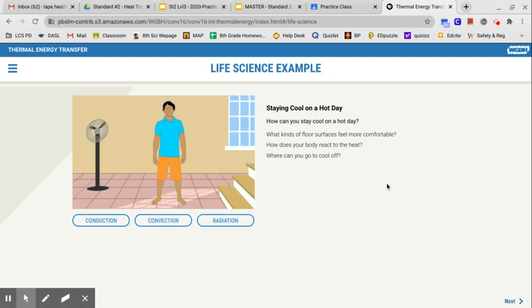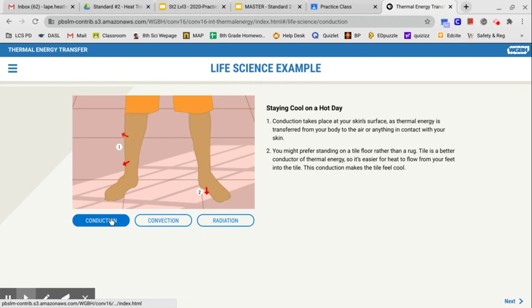How do you stay cool on a hot day? How about conduction? So this person's feet are touching a cool floor, and actually if his or her feet are warmer than the floor, then the heat's going to go from the feet to the floor. Some people have floors that are actually heated, so in the wintertime, the heat from the floor would go into their feet and keep their feet nice and comfortable.